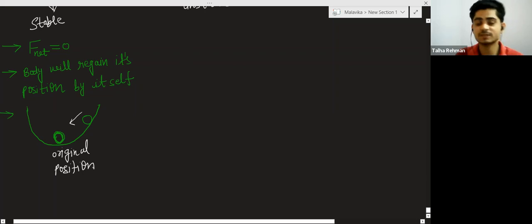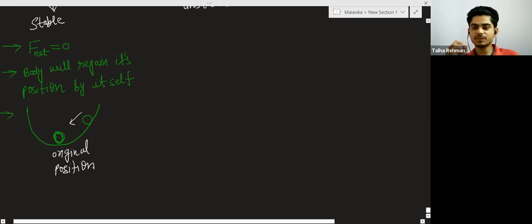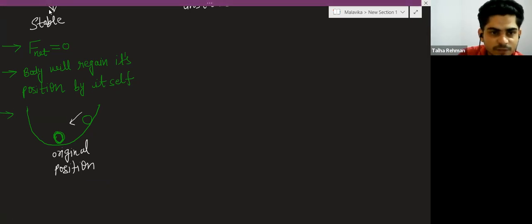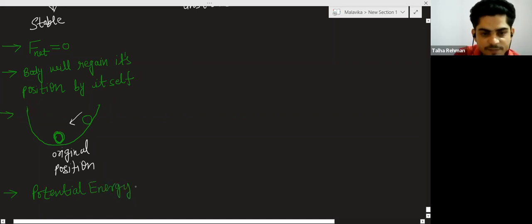This type of equilibrium is known as stable equilibrium. Stable equilibrium means the body will regain its position when we disturb it. And one thing more here: potential energy in this case is minimum.